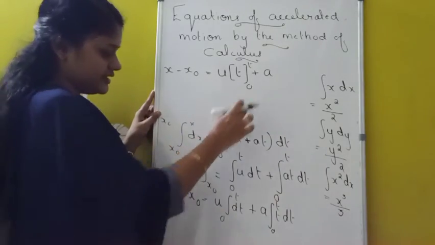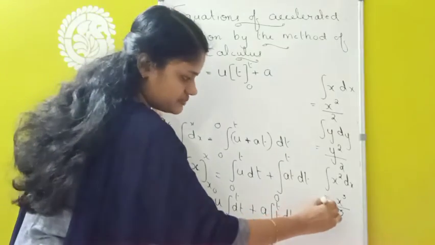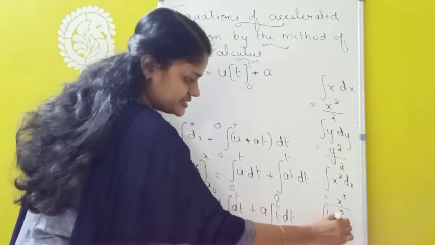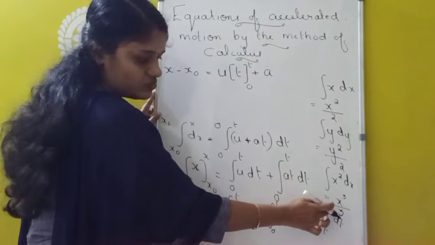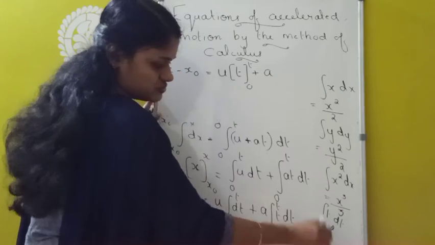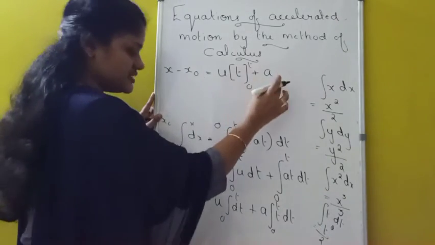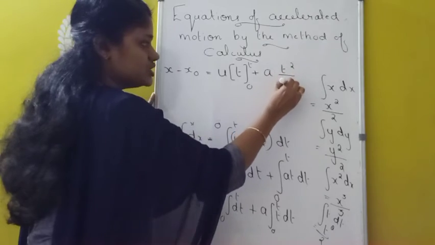So similarly, here we have integral t dt. That is equivalent to t raised to, what is the power here? 1. So 1 plus 1 is 2. So 2 divided by 2. That means t square by 2. We can write here as t square divided by 2.